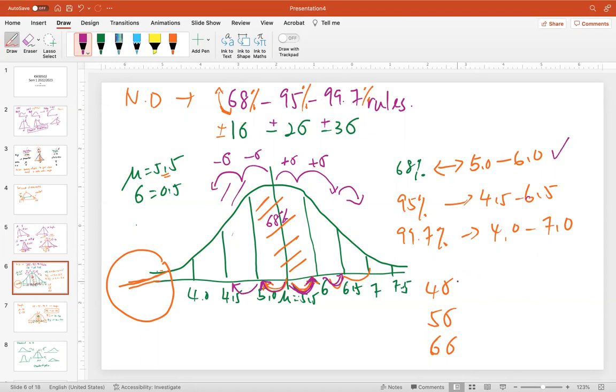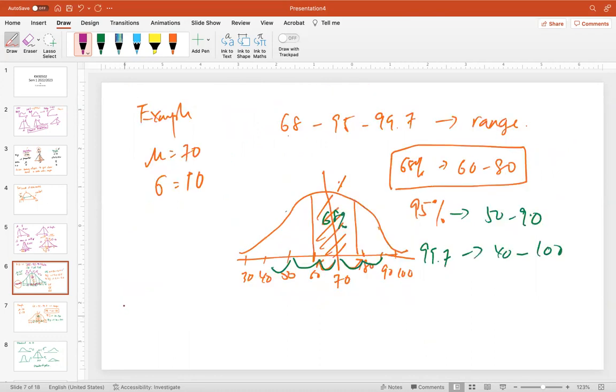Your question might be, what about 4 standard deviations, 5 standard deviations, or 6 standard deviations? So we have to know that the curve never reaches 0, but it's close to 0. When you calculate it, you still can calculate, but it will be close to 0. If you zoom in, it will be close to 0, but it has not reached 0 yet.